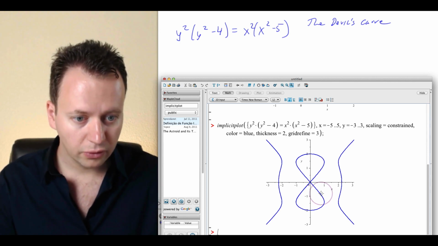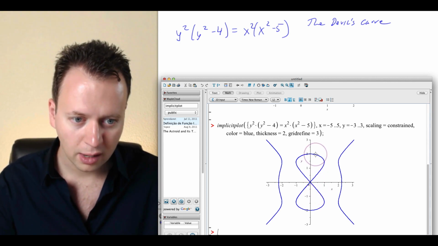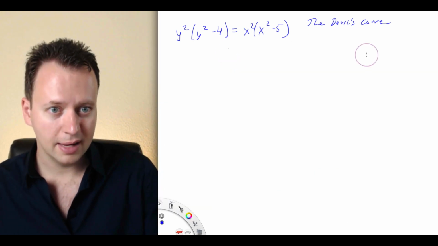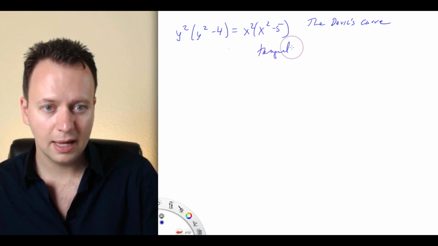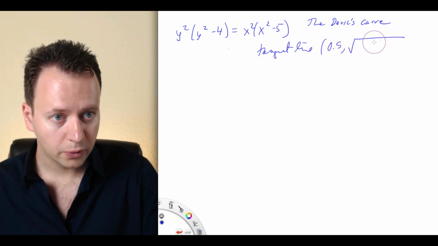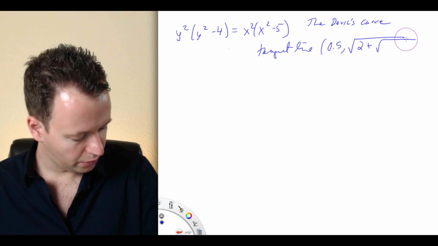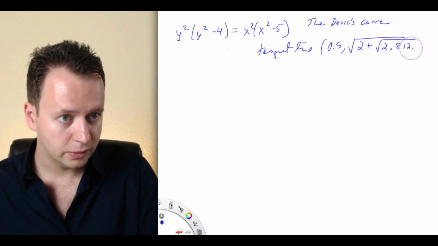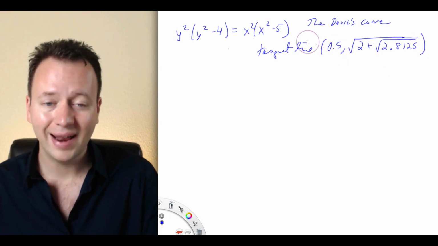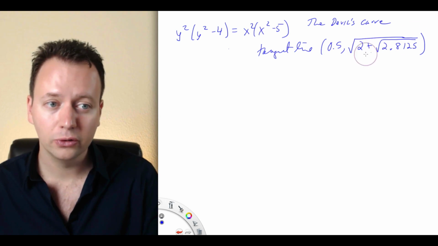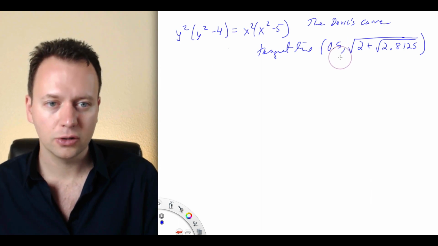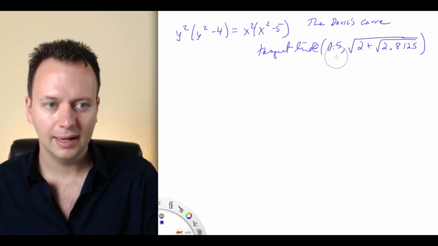Now we're going to compute the tangent line at this point right up here. So we should get a tangent line like that. The point that we're looking at for the tangent line is (0.5, square root of 2 plus square root of 2.8125). And you can verify on your own that if you plug in 1/2 for x, and the square root of 2 plus square root of 2.8125 for y, it satisfies the equation. Tangent line at this point.